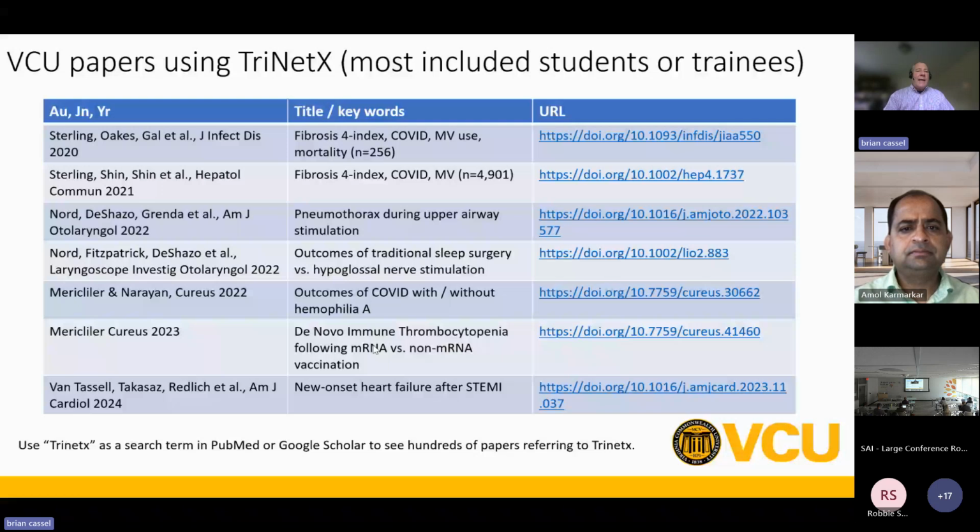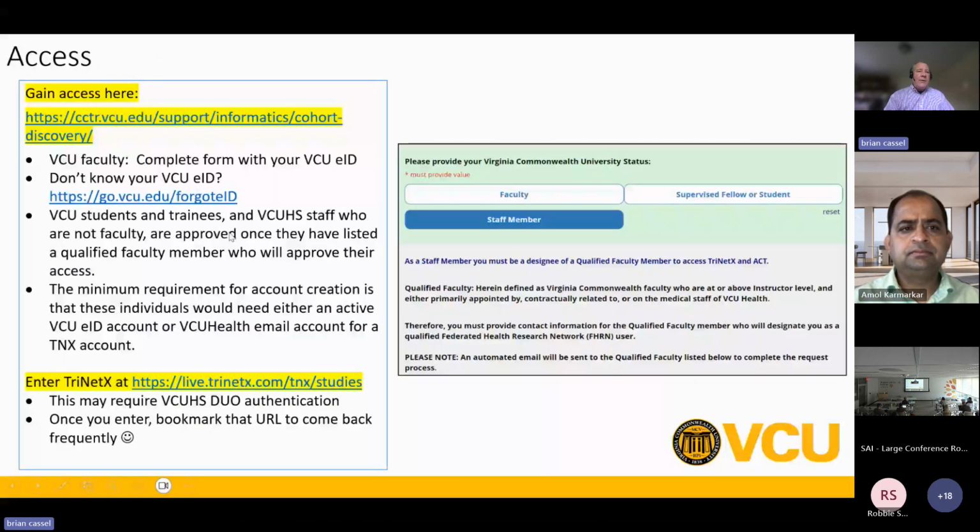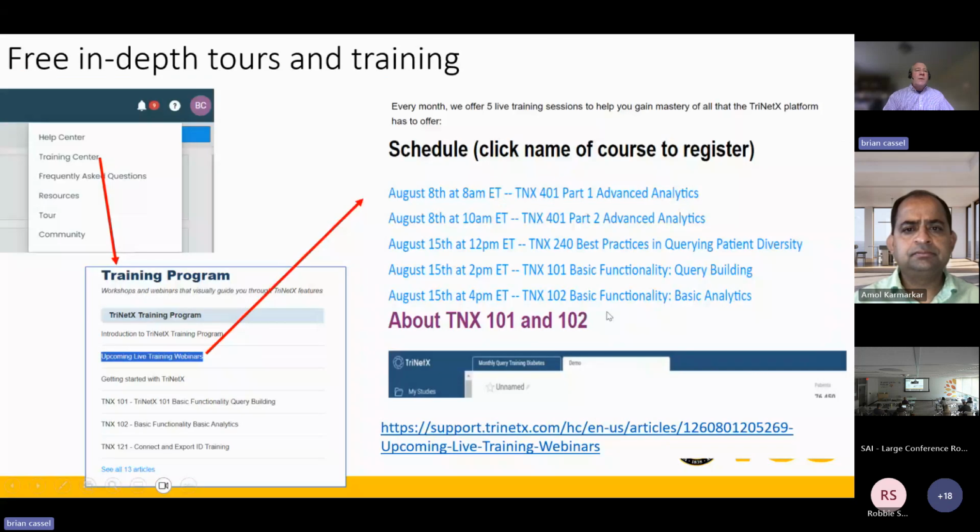You all should have access. If you have problems, again, you can reach out to the Right Center, and this is the URL for actually getting into TriNetX. Students and trainees and staff who are not faculty have to have a faculty sponsor. Once you're in TriNetX, in addition to these kinds of seminars and workshops that we do here at VCU, if you click on the question mark within TriNetX, it'll take you to all kinds of resources, including live and recorded trainings. They have about 5 live trainings a month, and then 12, 13, 14 recorded ones as well.